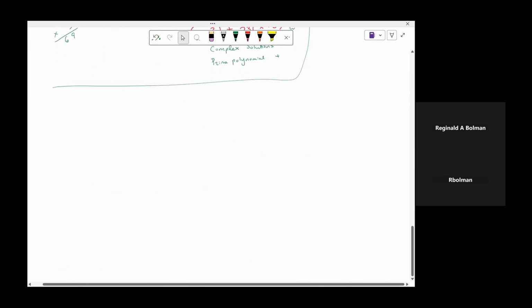But again, no guarantees. All right, and that brings us to today's lesson, which is about complex rational expressions.